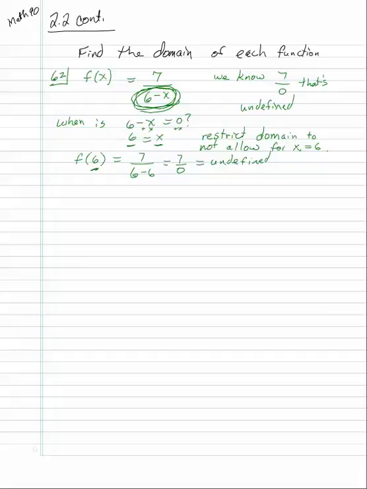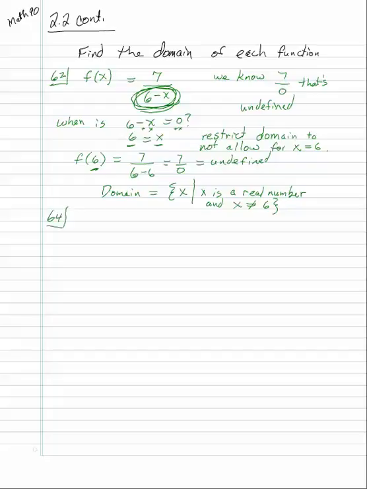Okay, so our domain is going to be the set of all x's such that x is a real number. So it can be any real number except, so we write, x cannot equal 6. So basically anything else is okay. So everything but 6. And that's it. Mainly right now all you're looking for is anything that would make a denominator 0.